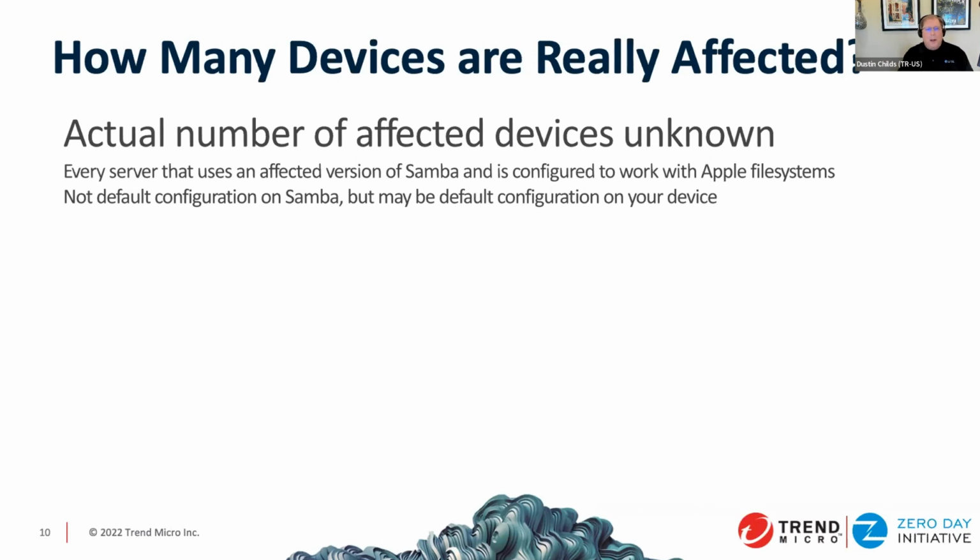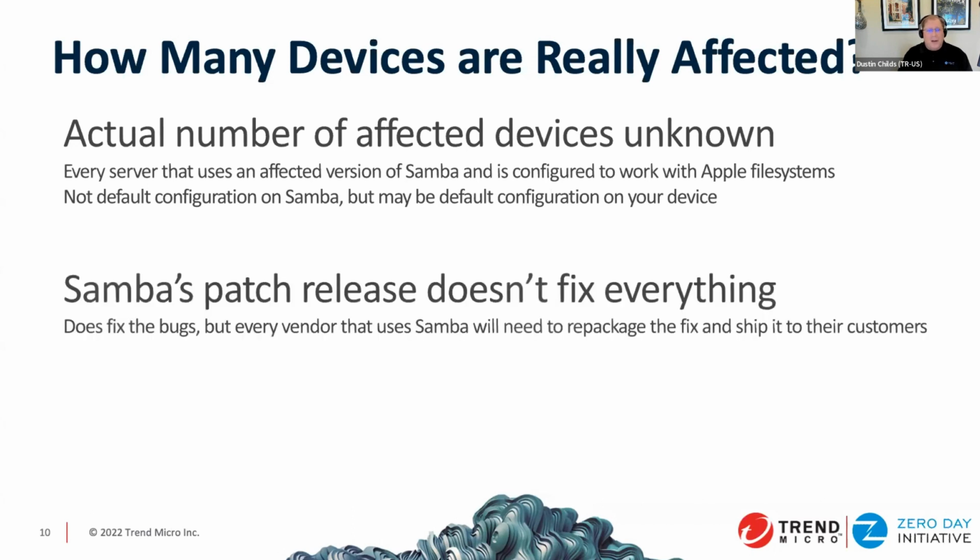However, if you go out and buy any device or get any vendor to come in and set up anything that works with the Apple file system, specifically with Time Machine. So if I go to Best Buy right now and I buy some storage device that says it works with Time Machine and I plug that onto my network, it is configured by default and it is therefore affected. So it's a very interesting question. How many third-party devices are affected by this?